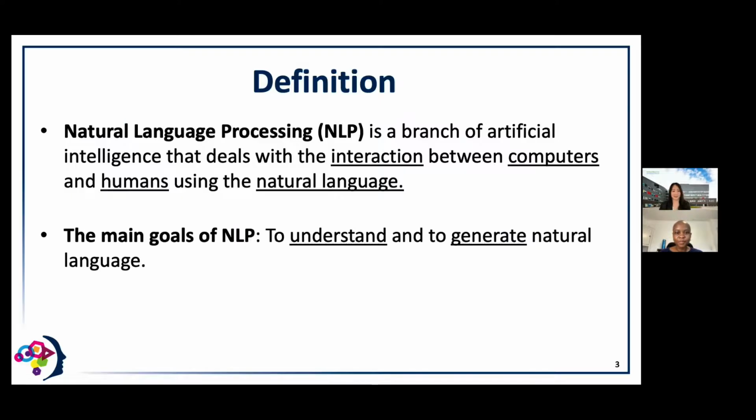So just to take a step back, when we talk about natural language processing, we're talking about this in terms of the idea of artificial intelligence and the way computers can interact with natural language, the way that humans would normally speak and write. And so the main goal of NLP is to understand or to generate natural language.